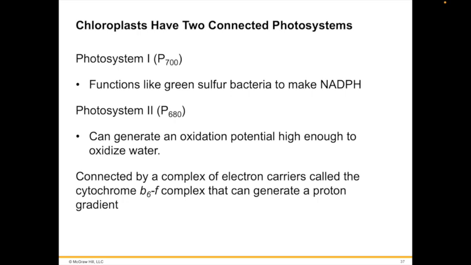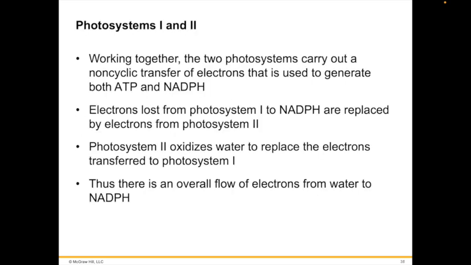This complex can use the energy from one passage of electrons to move protons across the thylakoid membrane to generate the proton gradient used by an ATP synthase enzyme.